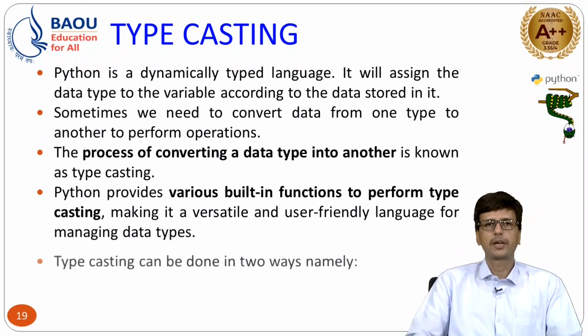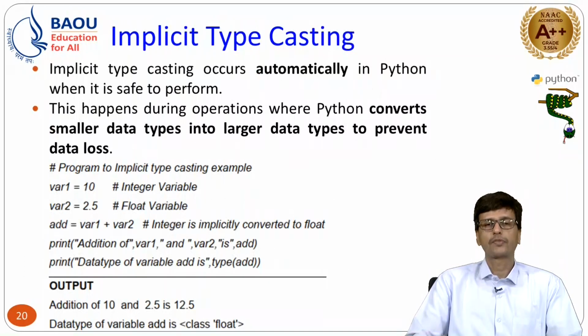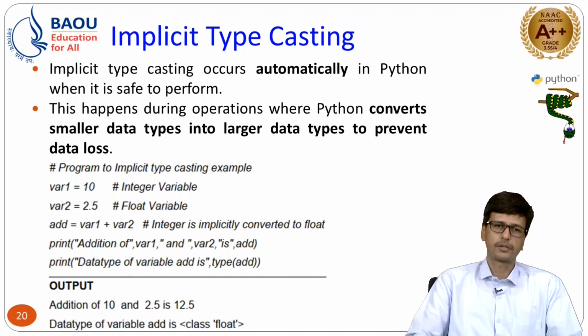Typecasting is broadly divided into two types, implicit and explicit, right. The process of converting one data type into another is considered typecasting. In implicit typecasting, it is done automatically. And in explicit type conversion, you convert one data type into another manually, in that case you are using explicit typecasting.